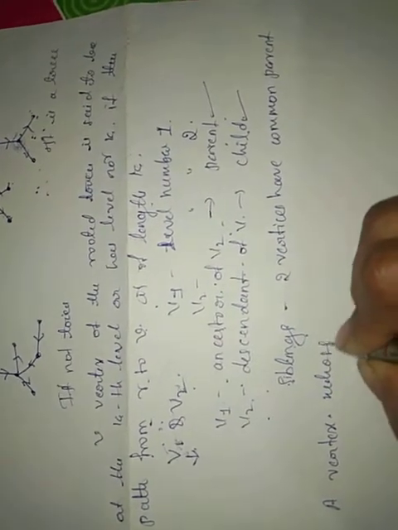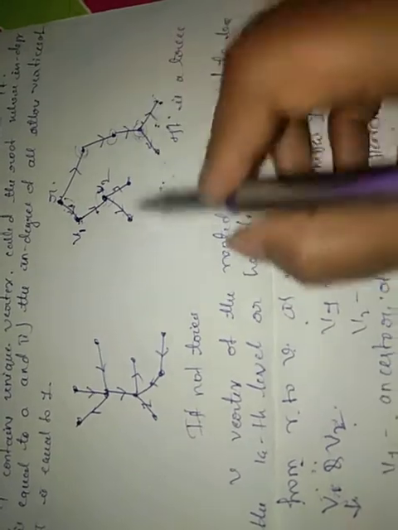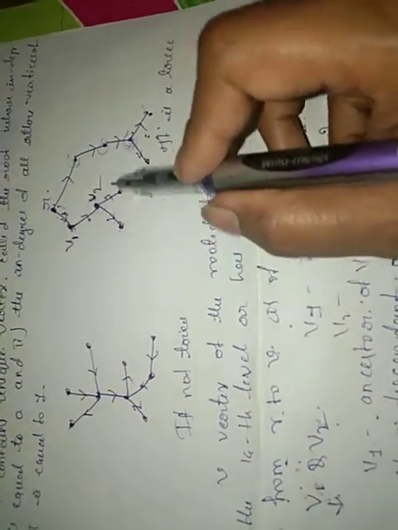And a vertex whose out degree is 0 is called a leaf. See here, these vertices have out degree 0 and these two also have out degree 0. Therefore, these vertices are called leaves.